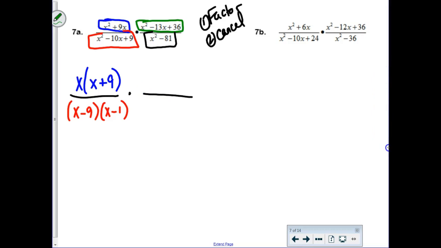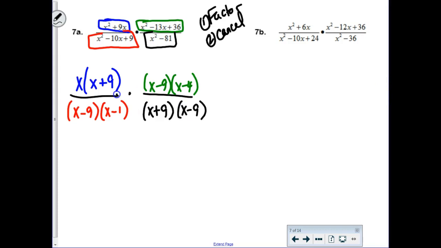That green box, again, is regular trinomial factoring: multiplies to 36, adds up to negative 13. How about negative 9 and negative 4? And then down here you have the difference of two squares. This is the one where you can square root each term, so it factors into x plus 9 times x minus 9.